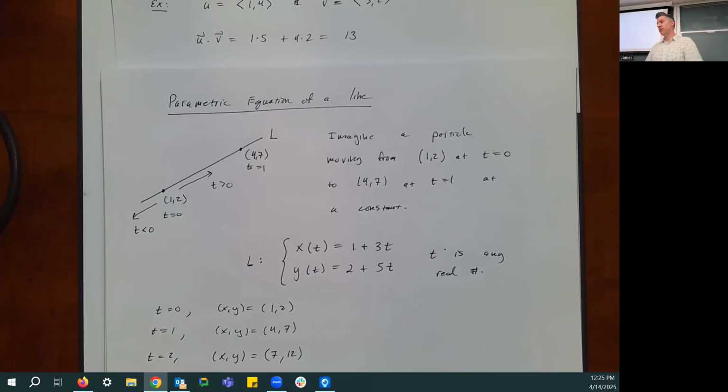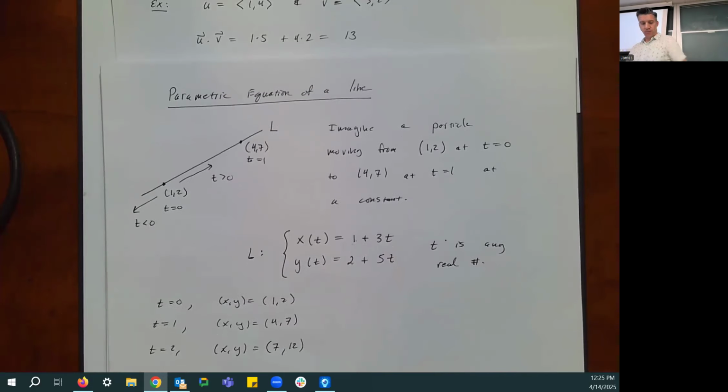And again, this is not really the point of the section. So we're just going to use that to help us do something else.